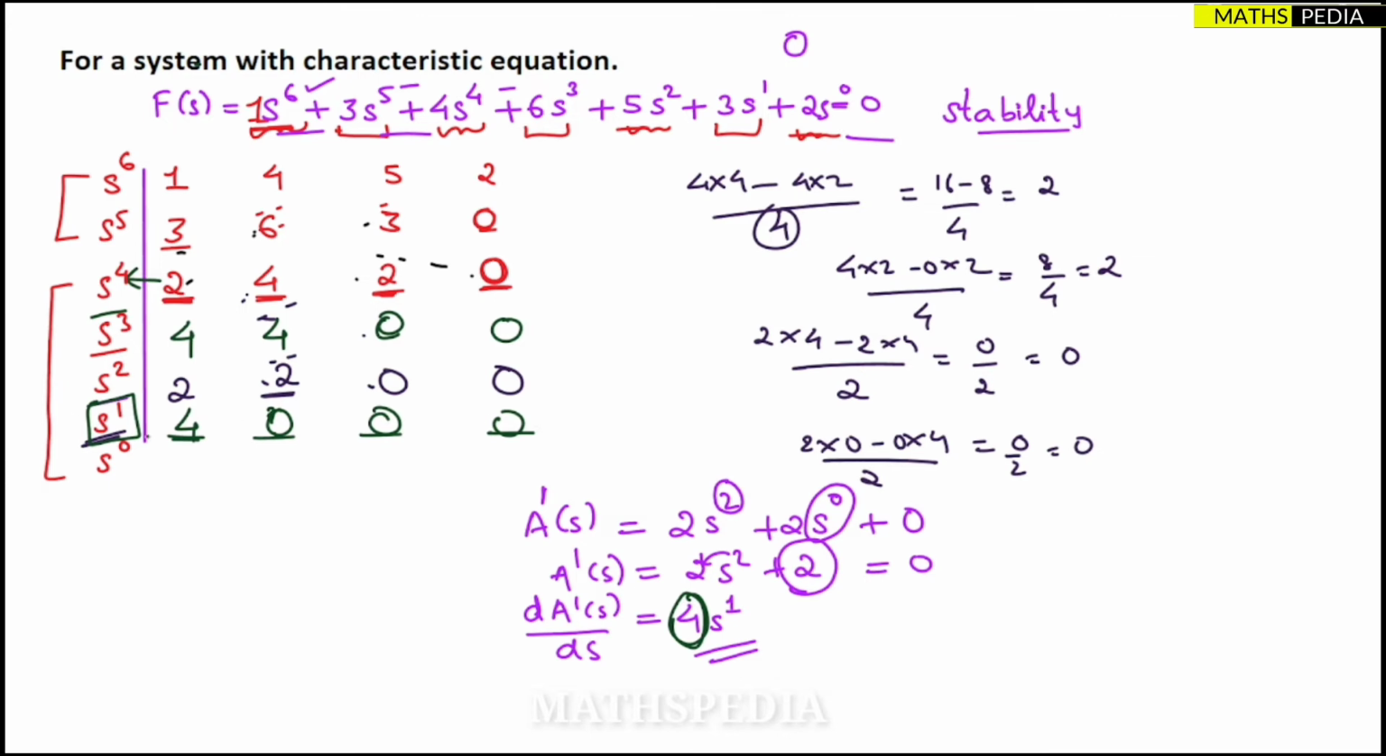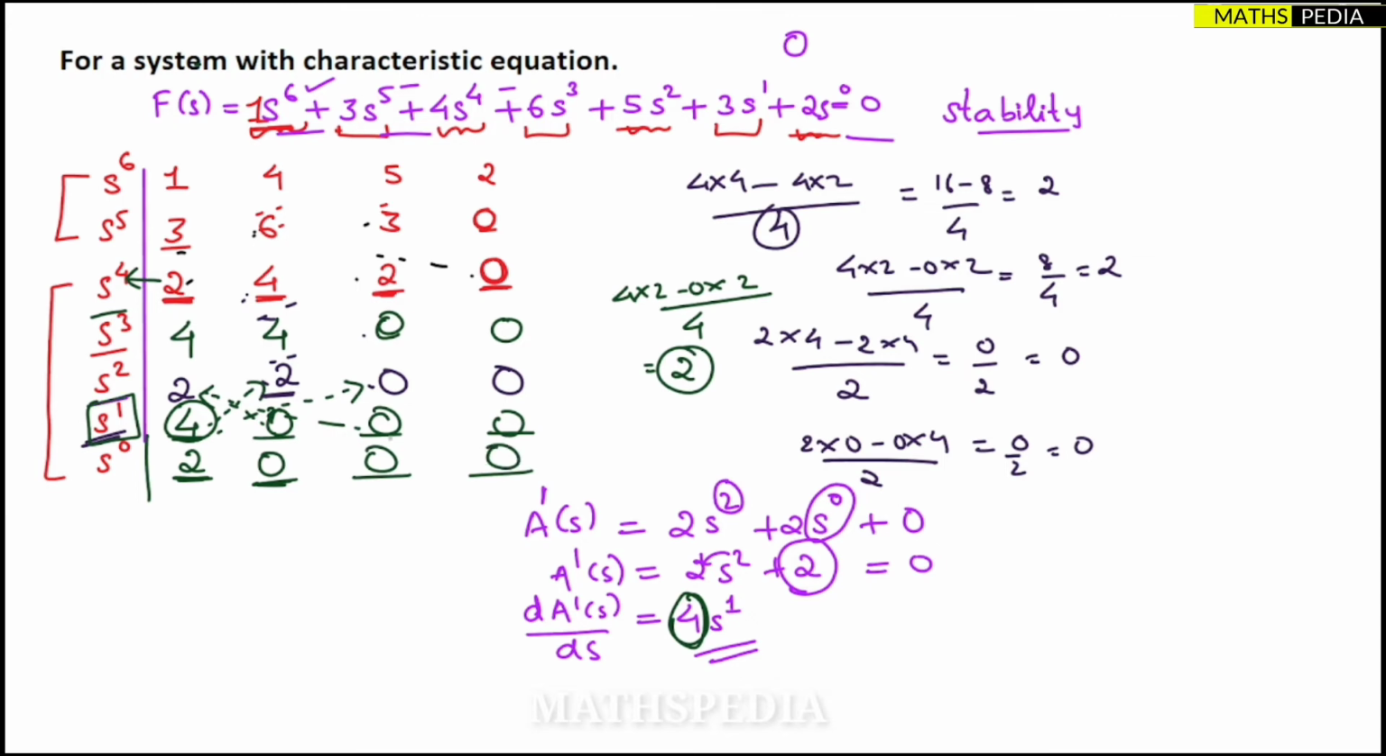Now let us continue further. Now here we have to find out this element, correct? So 4 into 2 minus 0 into 2, divided by, what is the element over here? It is 4. That is equal to 8 by 4, which is equal to 2. So this has become 2. Okay. Now what about this element? 4 into 0 minus 0 into 4, it will be 0 only. Okay, this is 0. This also will be 0. This also will be 0.